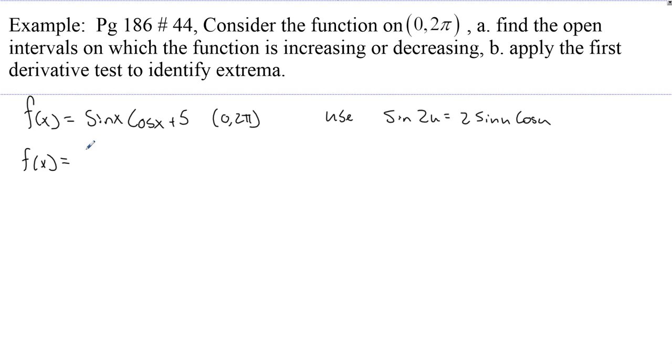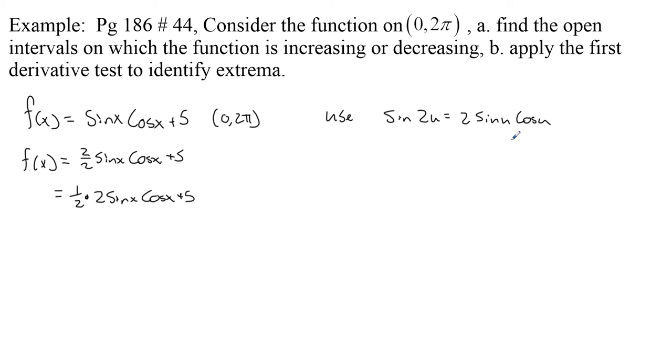I need that 2. So I'm going to say it's 2 over 2 sine x cosine x plus 5. And then I'm going to separate this into a fraction. I'm going to say it is 1/2 times 2, because 2 times a half would be the one that I need, and it's sine x cosine x plus 5. And now I can apply this rule here, and I can say that this is a half sine 2x, still plus 5.